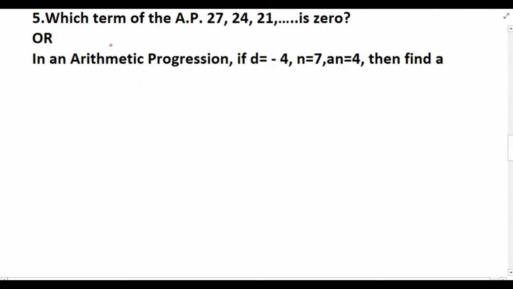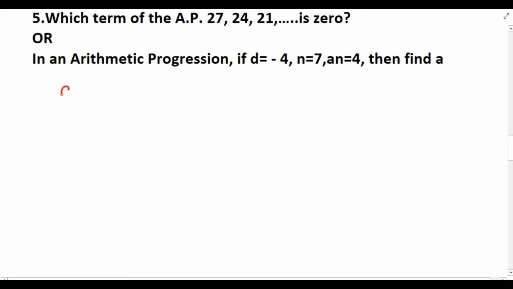Now next question, which term of the AP is 0? This question has got internal choice, and the second one is in an arithmetic progression, if d equal to minus 4, n equal to 7, an equal to 4, we need to find a. In total, in the 16 questions, 5 questions will be having internal choice. We have seen the first question from the first chapter has internal choice, and now from arithmetic progression, this question also has internal choice.